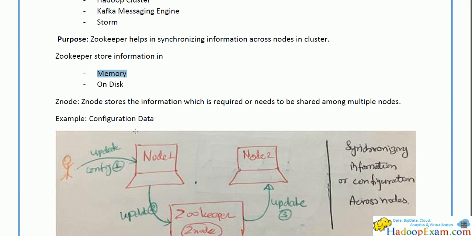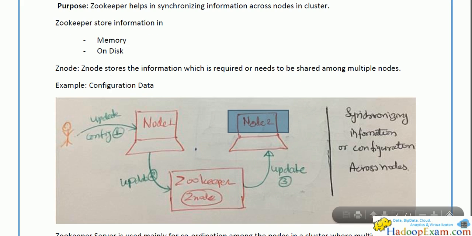Suppose you have some configuration data, some XML configuration, and whatever configuration is on this node should also be available on this node. Both nodes should have the same configuration. Now what happens when you update this configuration information on node 1? How can node 2 get this updated information? There are multiple ways, but Zookeeper can help us like this. This is the Zookeeper server.